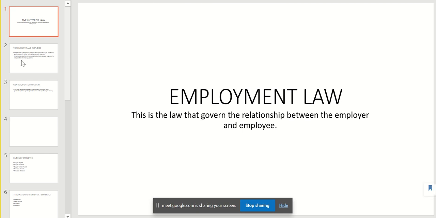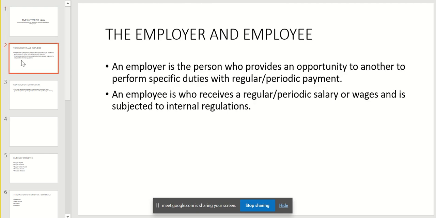After which, we are going to move to the employer and the employee, of which we are going to define these two terms. An employer is the person who provides an opportunity to another to perform a specific duty for a regular periodic payment, whereas an employee is who receives a regular or periodic salary or wages and is subjected to internal regulation.